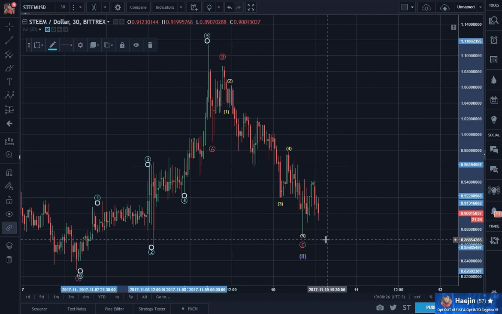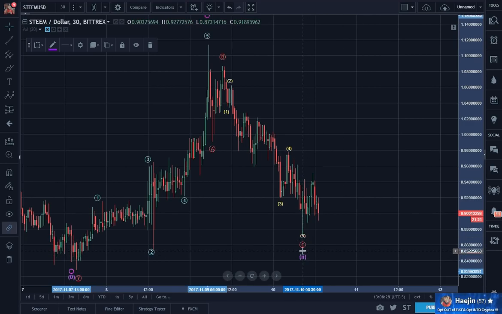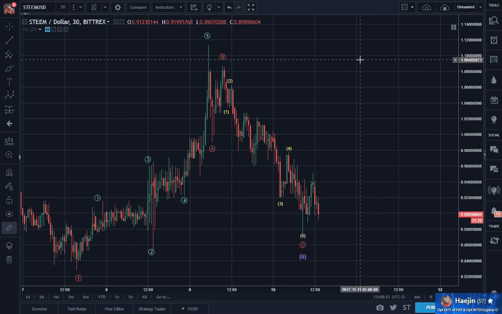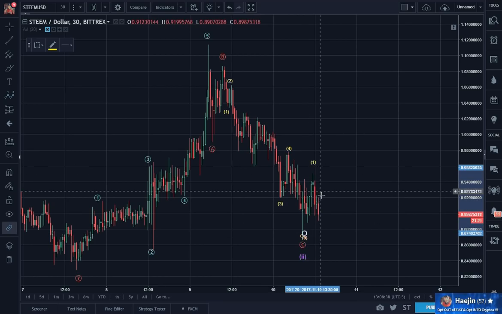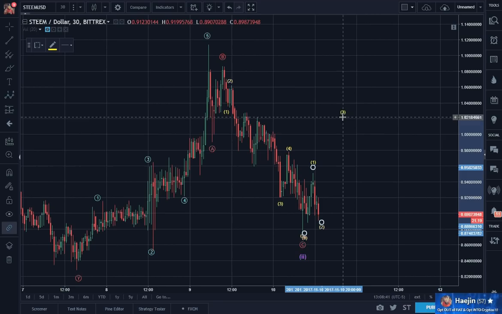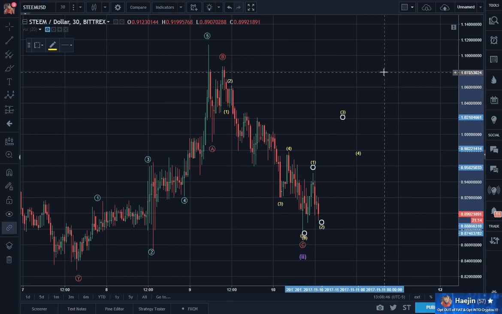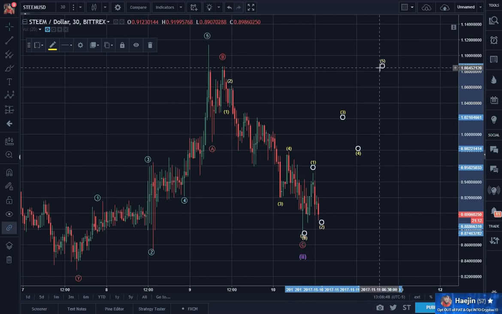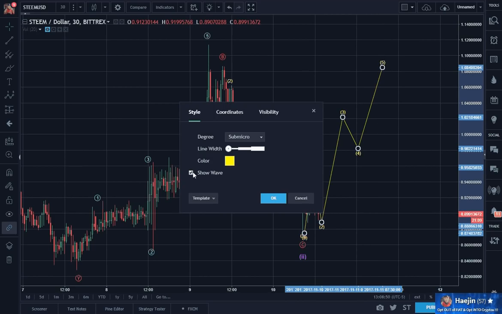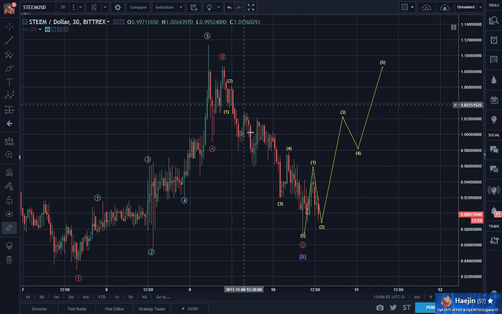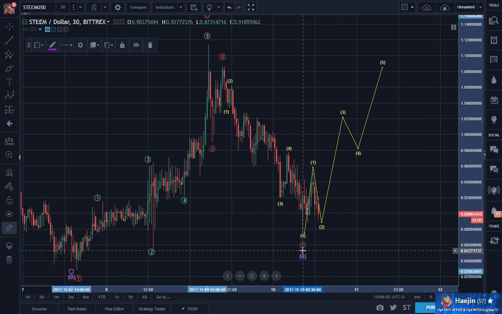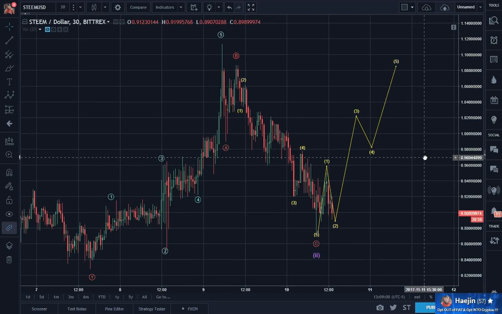And if that's the case, we should start impulsing again. If that is the case, we should start rising again. If this ABC is finished, we'll see the price going up again.